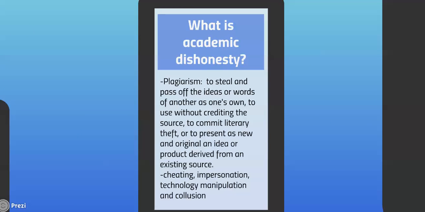What is academic dishonesty? Academic dishonesty is a broad umbrella term given to a multitude of infractions that indicate academic misconduct and unethical behavior on the behalf of a student, researcher, or faculty member. For this paper, the focus will be on student academic dishonesty, in particular high school and post-secondary students. The most common form is plagiarism. There also exists cheating, impersonation, technology manipulation, and collusion.